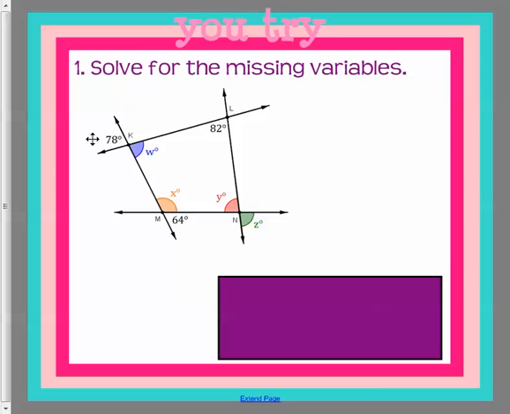Stick with me, okay? So how do we figure out the missing variables? Go ahead and try this one, and I'll be back in just a second to show you what I did. So you're looking for W, X, and Y.